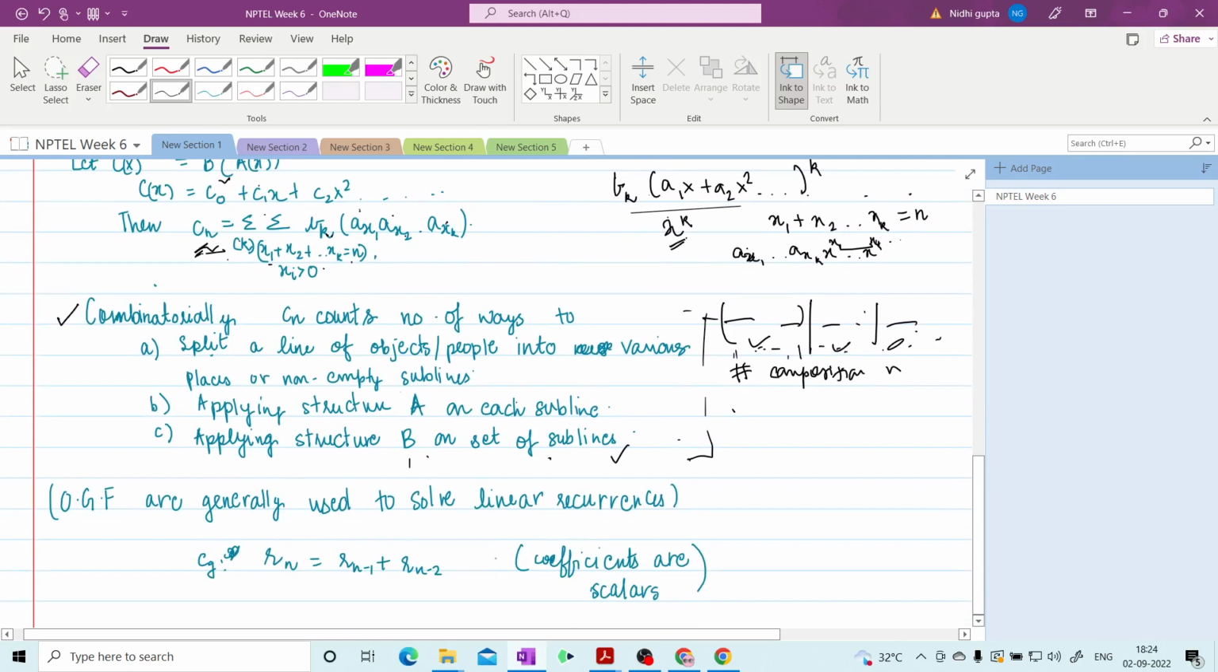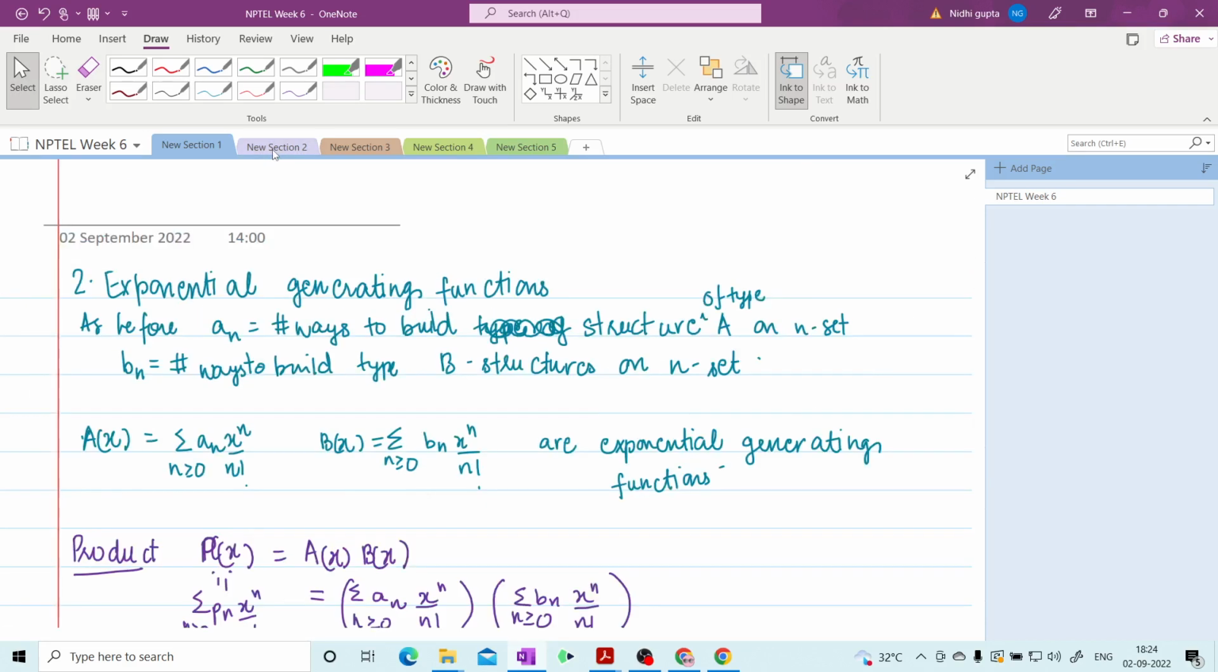Now, ordinary generating functions are generally used to solve linear recurrences. That means we are looking at recurrences of this type, where the coefficient of each of these terms is constant. But we could have a recurrence equation in which these are not constant. If we want to solve such recurrences, some of them can be solved through exponential generating functions. In your class lecture, you saw an example of a recurrence relation which couldn't be solved because one of the coefficients was n, and it could be solved using an exponential generating function.